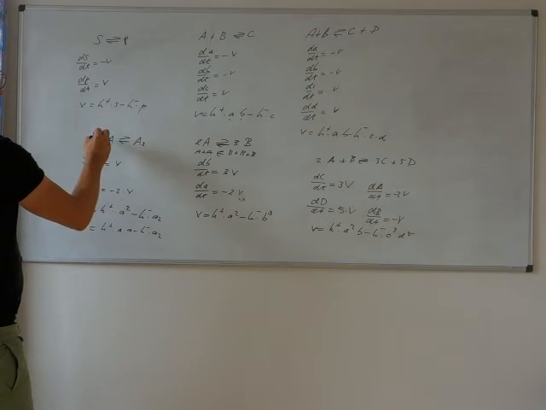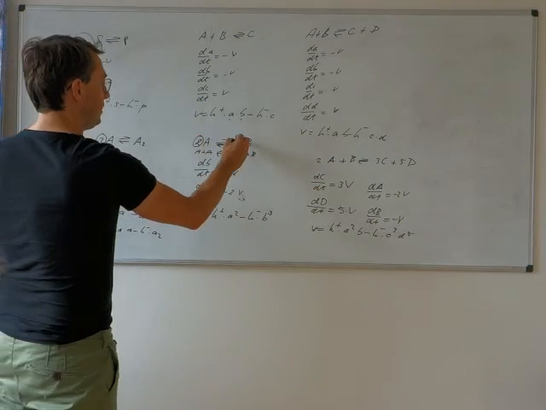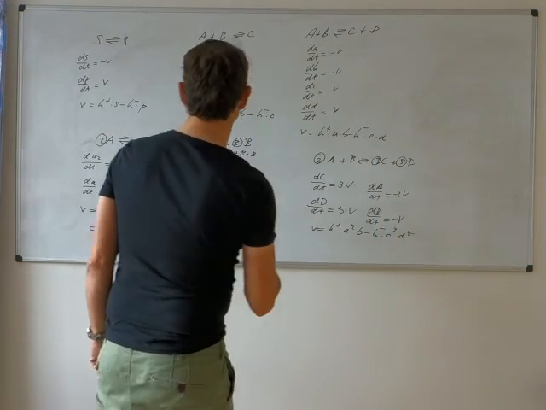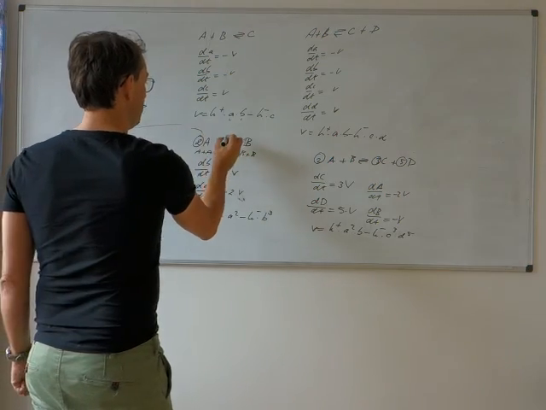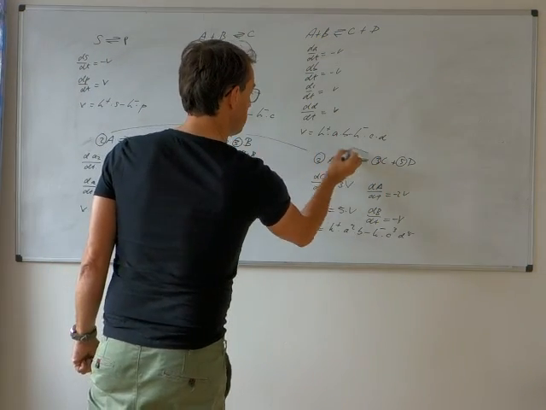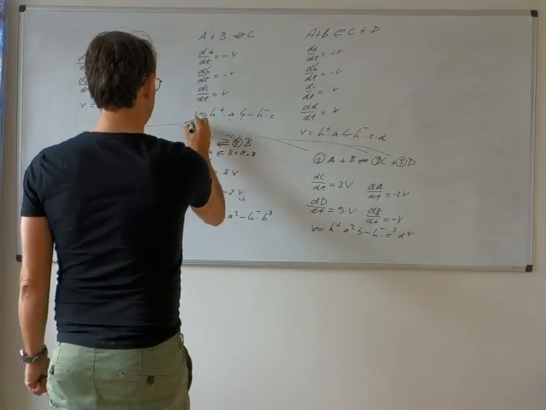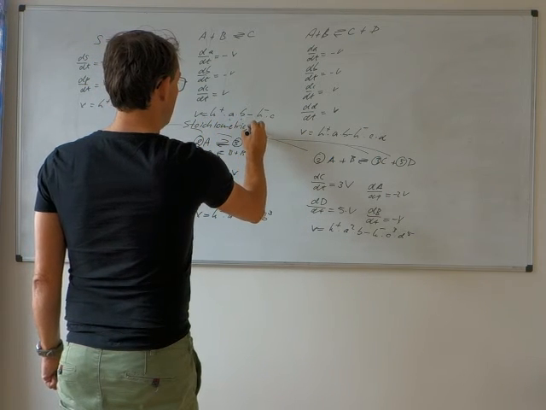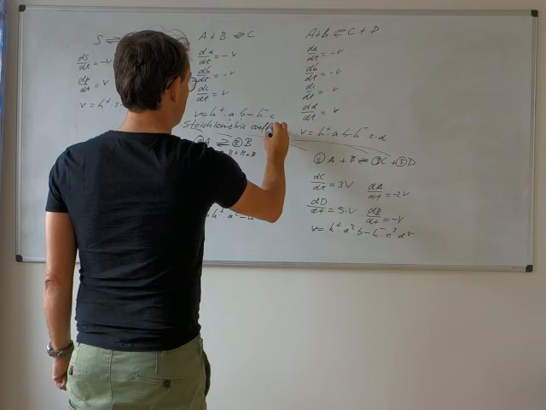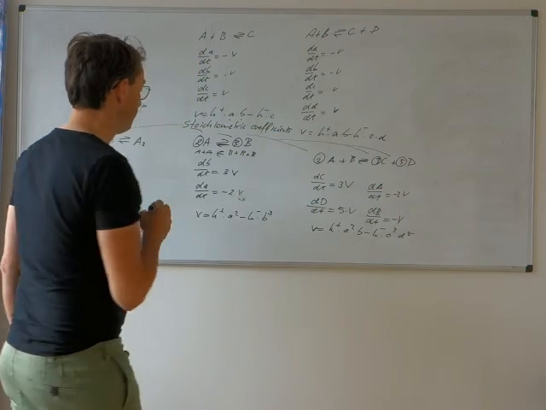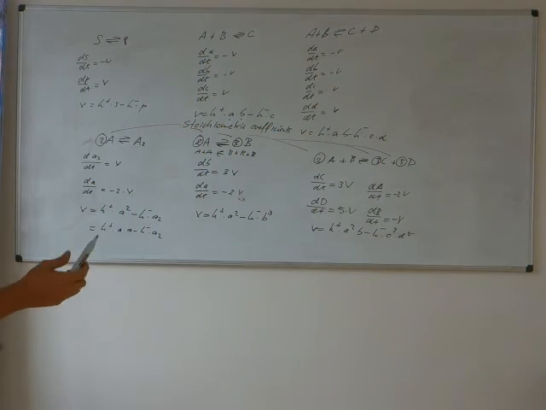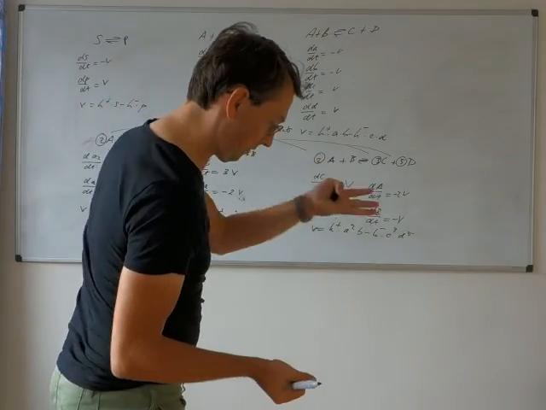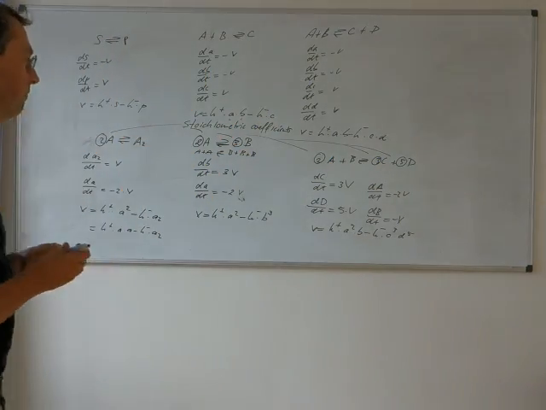Now these numbers, all the 2's, all these coefficients, are called stoichiometric coefficients. Okay, stoichiometric coefficients. So the reaction stoichiometry with respect to A is 2A, and with respect to B, it's 3B.